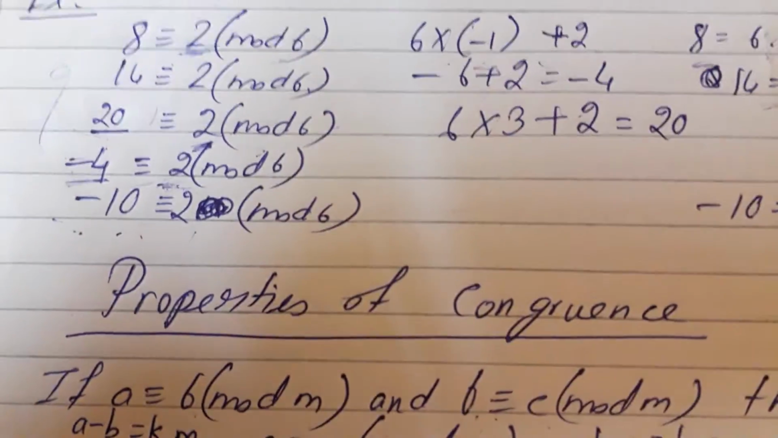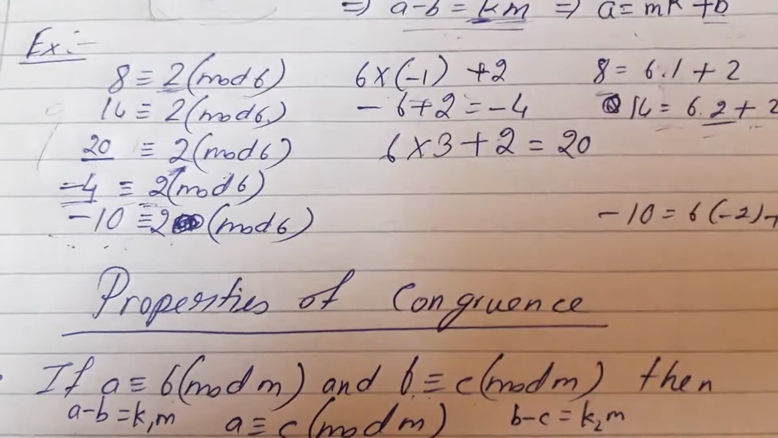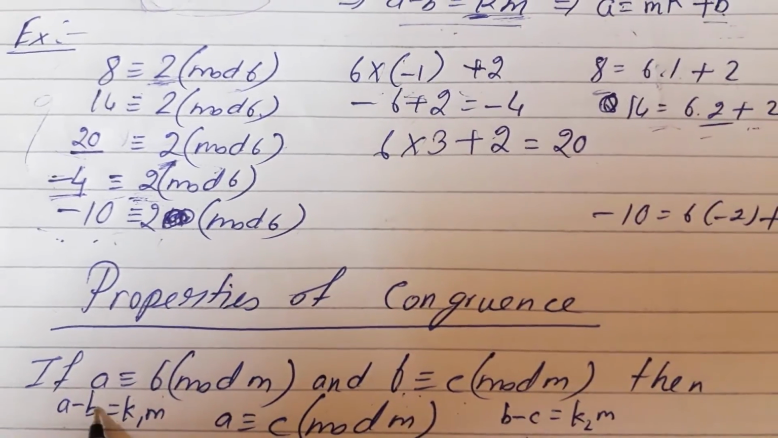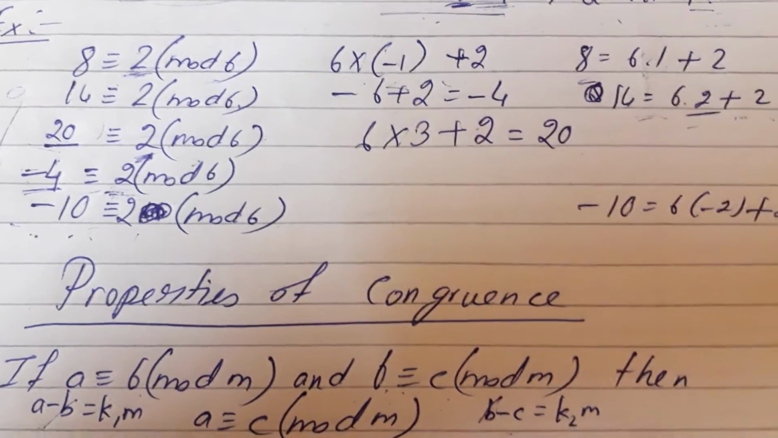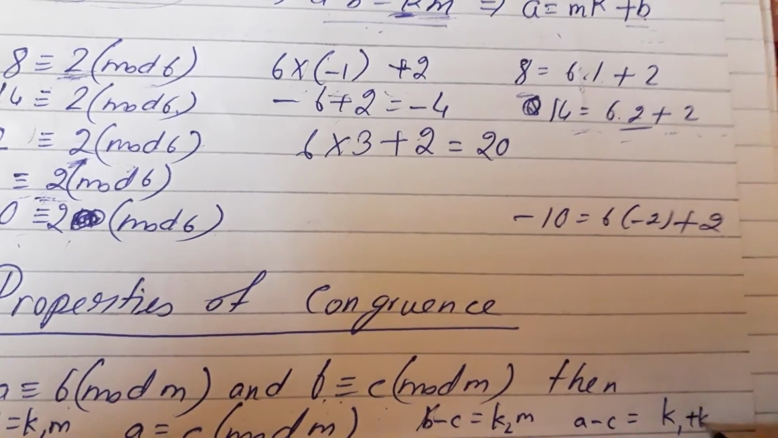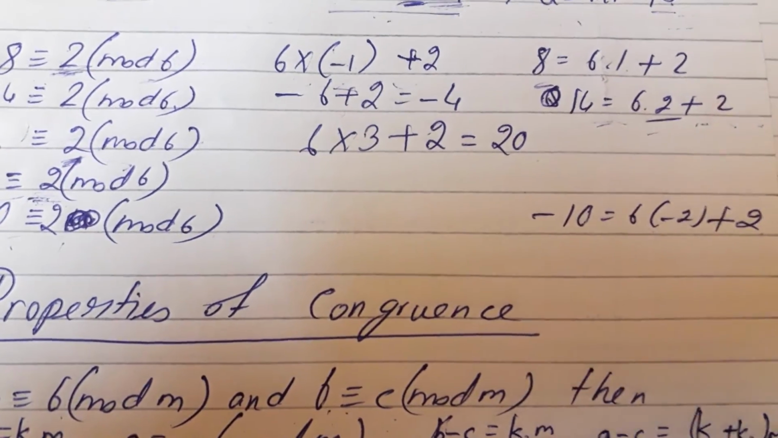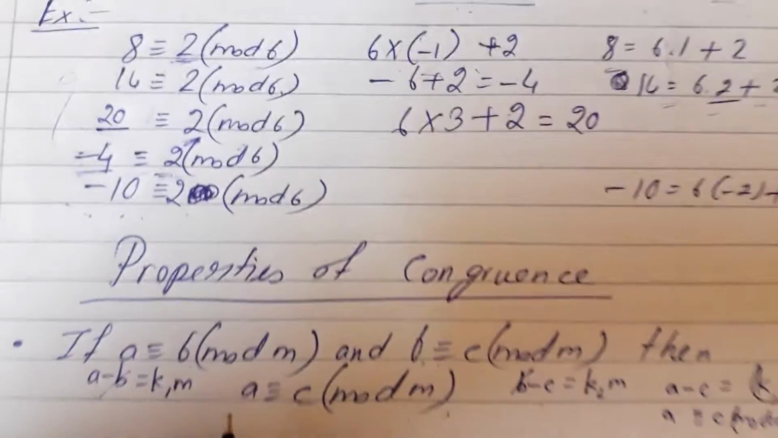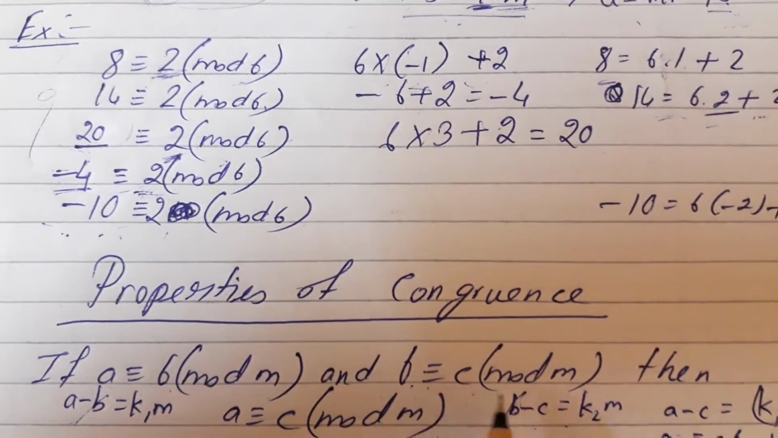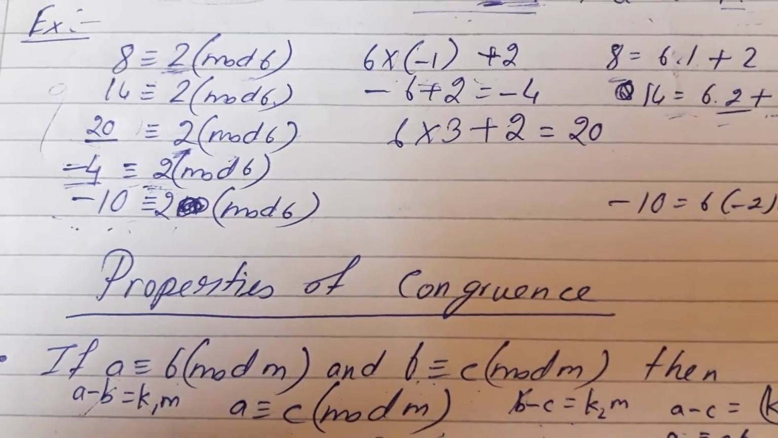So now see, if we add these two, A minus B equals K1 M and B minus C equals K2 M, then the minus B and plus B will cancel out, and we will get A minus C equals K1 plus K2 into M. So this means A congruent C mod M. And that is the property. See, I have proved here. So if A congruent B mod M and B congruent C mod M, then A congruent C mod M.